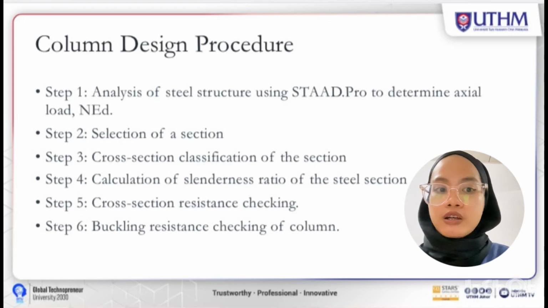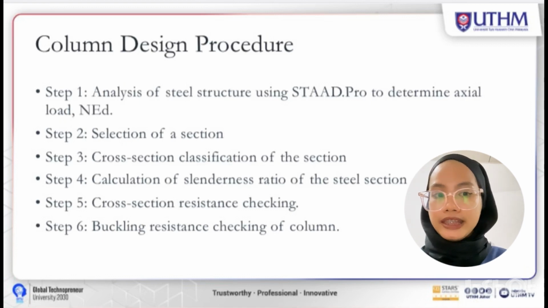For my part is the column design procedure. For step 1, analysis of the steel structure using Staad Pro to determine the axial load, which is NEd, and then step 2, the selection of the section. Select the section of the channel of steel by calculating the area of the section using the formula with NEd. And then from the area of the section, we can determine the type, grade and the area of section that is suitable to be designed for the column. Step 3, cross-section classification of the section. Carry out the cross-section classification of the selection to eliminate local buckling.